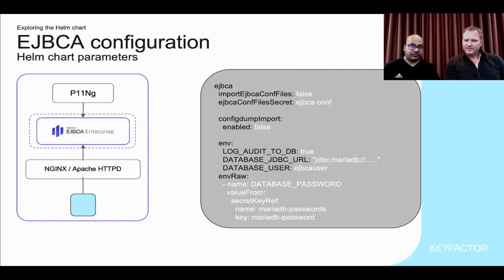And then like a few other things, for an example, signed audit log or log audit to DB. You can enable it from this EJBCA block itself with this environment parameter. For the signed audit log, which is an enterprise feature, of course, you need a cryptographic key. You can configure that from this EJBCA configuration files using this import EJBCA conf files or this file secret. So there are a lot of things in there. So these are the important things.